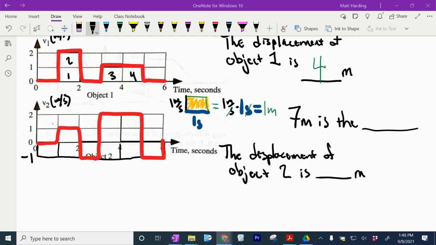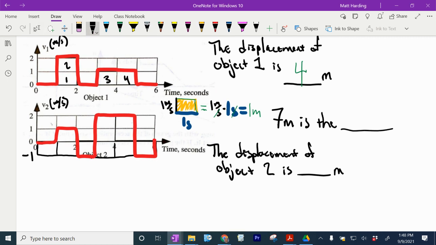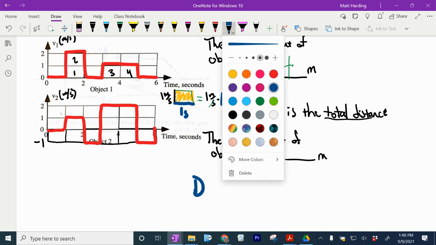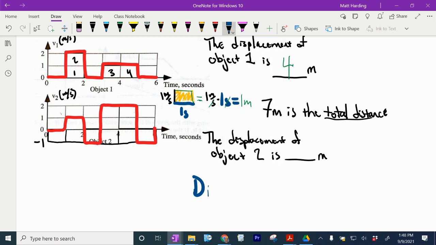Okay? 7 meters, I think, is the step count or total distance. I think in total this object moves 7 meters. But that differs from the displacement. Okay, remember that for us. Oh, I don't like that thick pen. There we go.